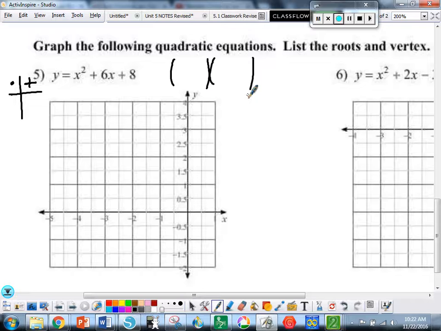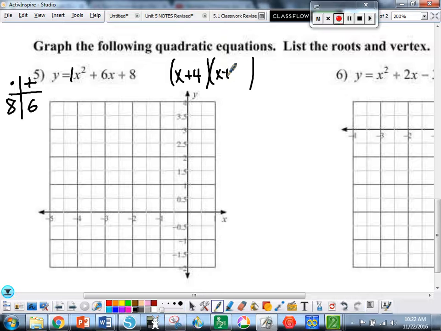So we are looking for two numbers that multiply to what? 8. Multiply to 8 and add to 6. On your own, find two numbers that multiply to 8 and add to 6. 4 and 2. Can we take the shortcut? Yes, because this leading coefficient's a 1, so we can jump straight to the shortcut. You told me 4 and 2? Yep.